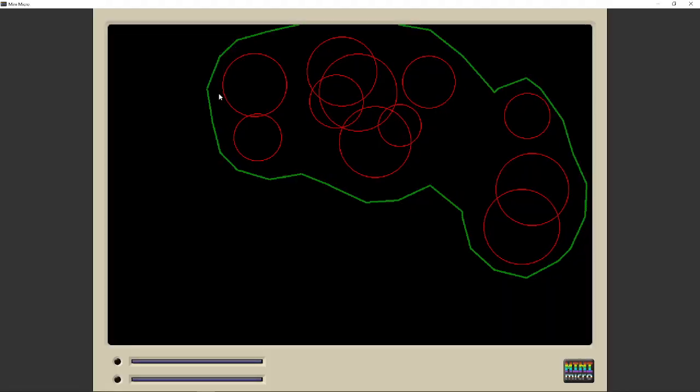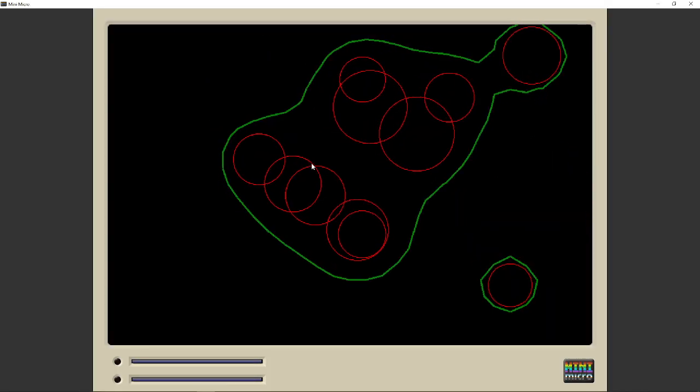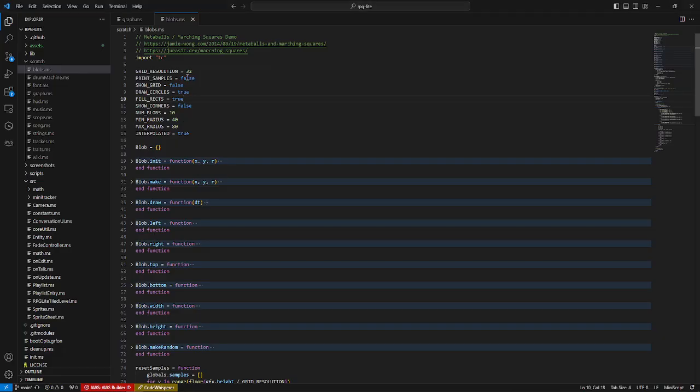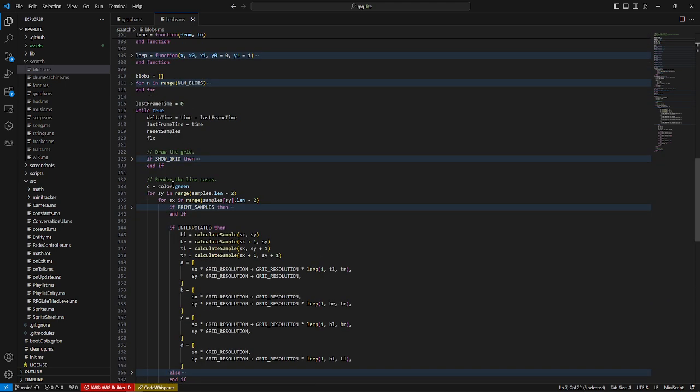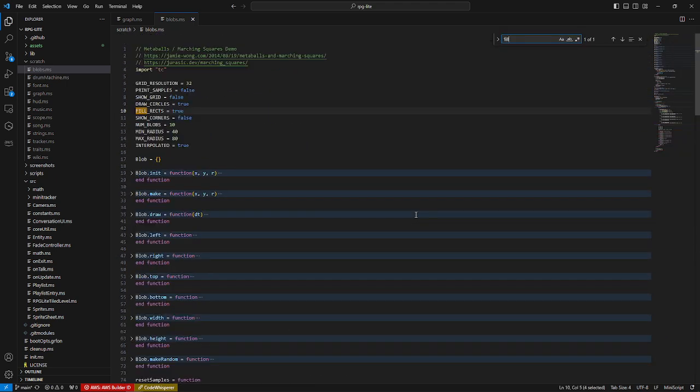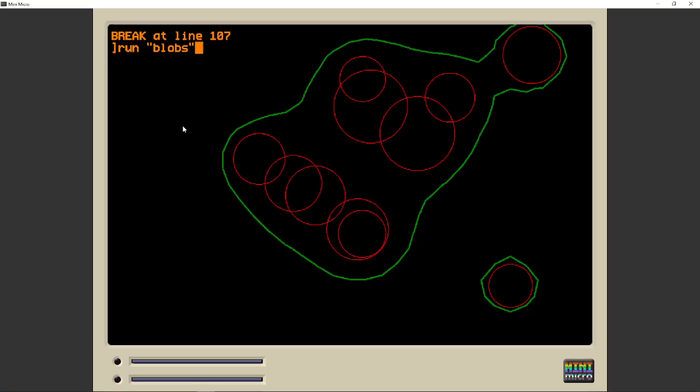like toggling fill rect to true. It'll do nothing. Well, it used to do something. I wonder if I disabled it. That's funny. Must have disabled that one. But you can see some debug information here if you do this. Show the grid, draw the circles, show the corners.